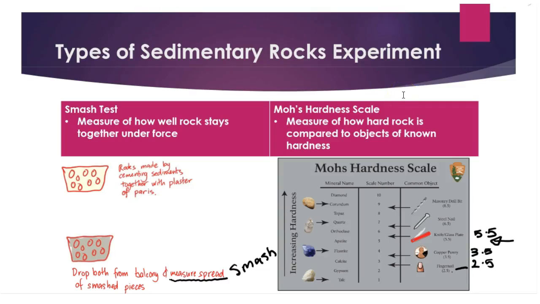One is called Mohs hardness scale, which I will often refer to as the scratch test, because you're going to be scratching the rocks and seeing whether they're harder or softer than what you're scratching them with. And the smash test, which is literally dropping the rocks off a balcony and looking at how far they splatter. For every one of your different types of sedimentary rocks, they're going to be dried, and then you're going to drop them off a balcony and measure the spread or the smash of the different pieces and see if there's a difference between the different rock types.